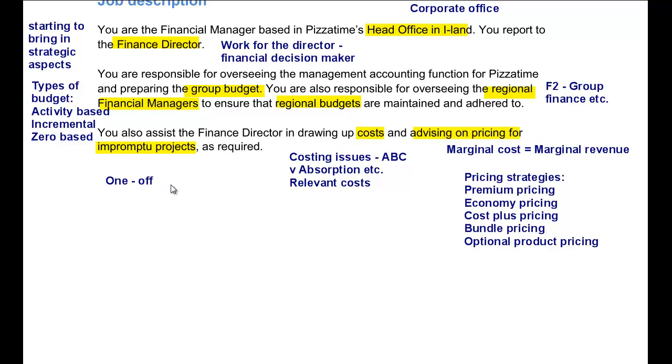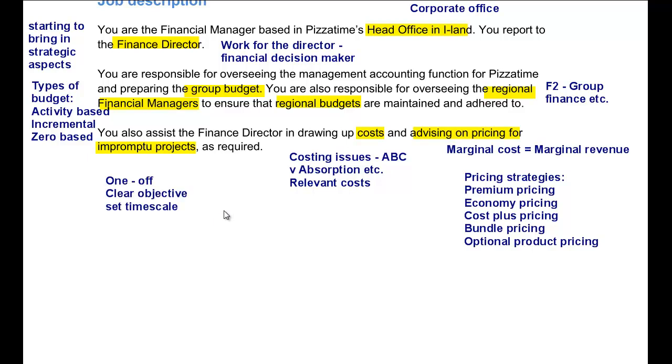Now, an example of this could be that Pizzatime has been asked by a major supermarket retailer to provide a frozen pizza range for their supermarket, and they need 3 different types of pizza, and they need it within the next 3 months. So that's a clear objective for a set timescale, and it's also a one-off event because it's not part of the usual day-to-day operations of Pizzatime.